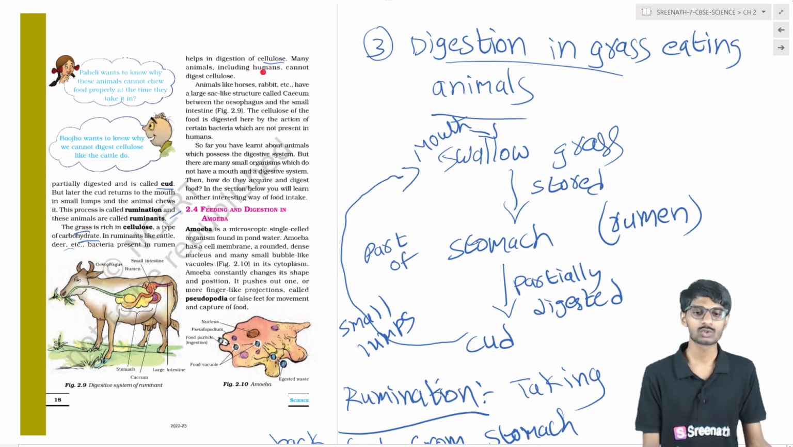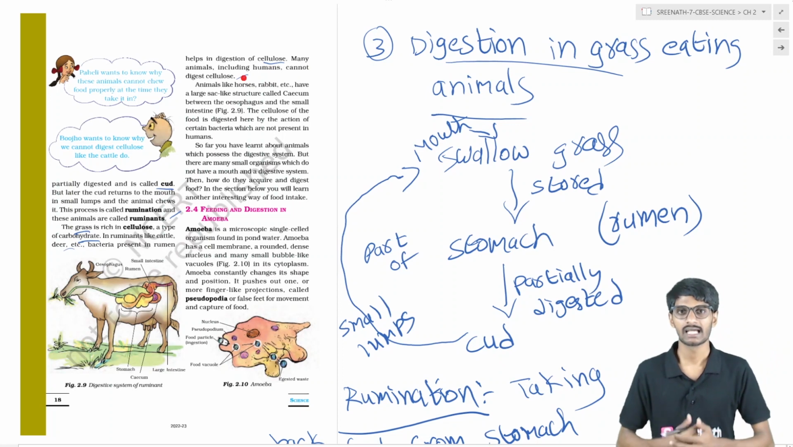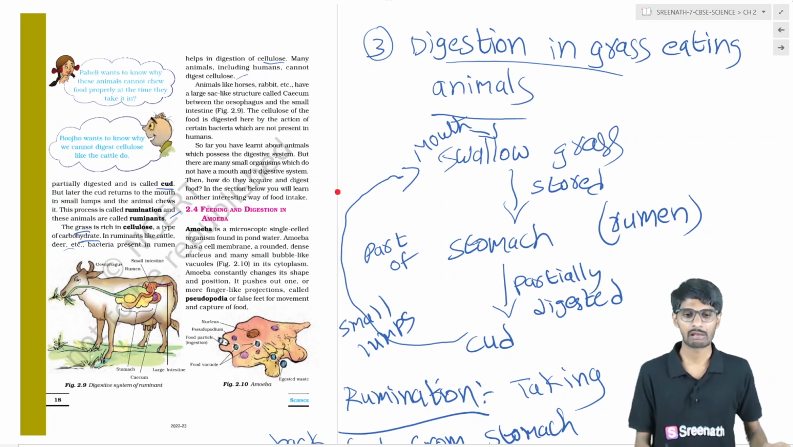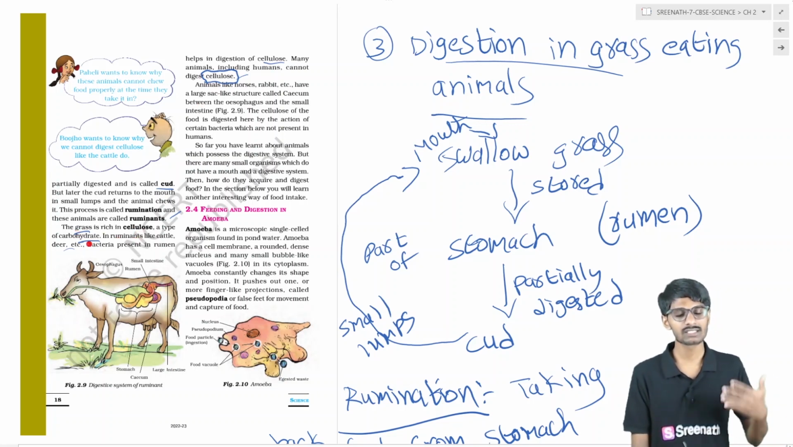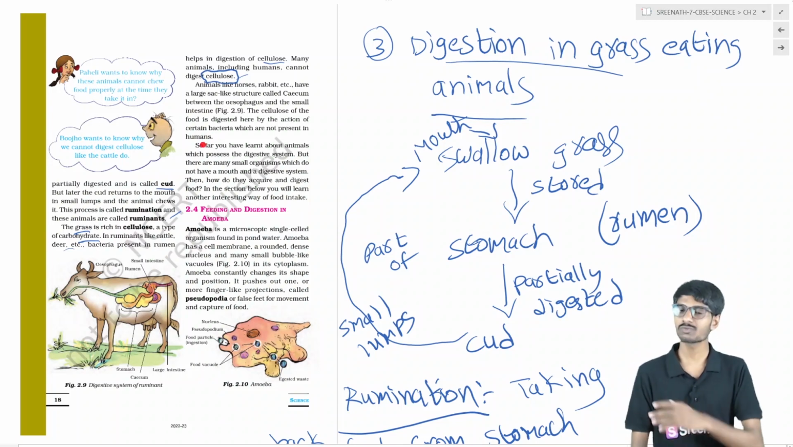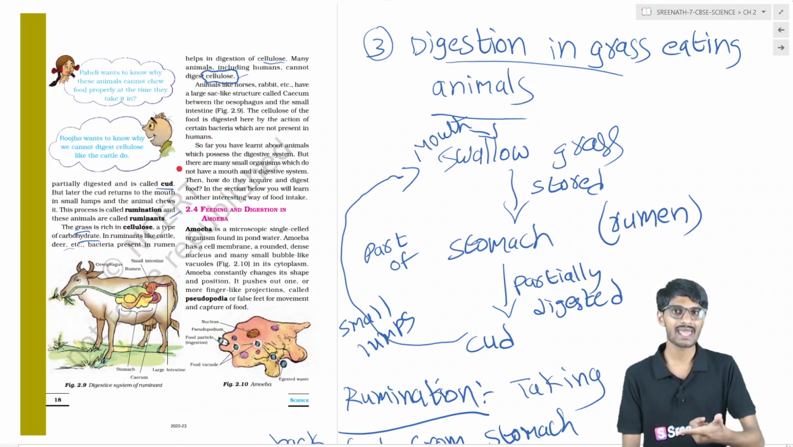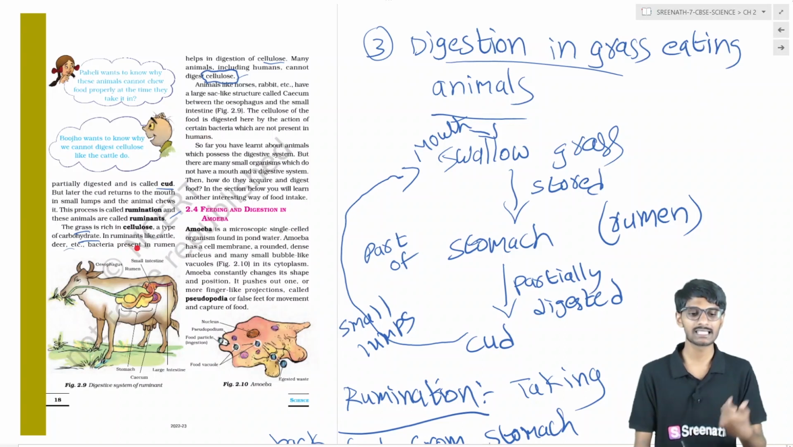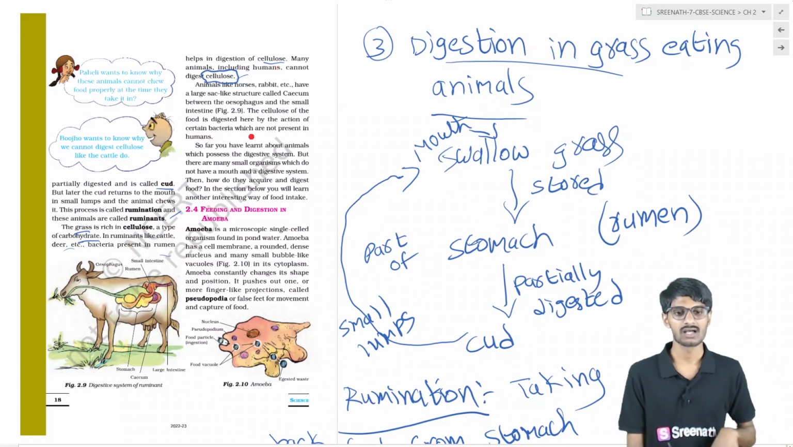Basically, many animals including humans cannot digest cellulose. The main problem is that we can't digest cellulose, but grass has a lot of cellulose. It is a type of carbohydrate, so we have to digest it. How can we digest it? Our digestive system can't digest it, and animals' digestive systems also can't. So the other option is the bacteria in the rumen, which help to break down or digest cellulose.